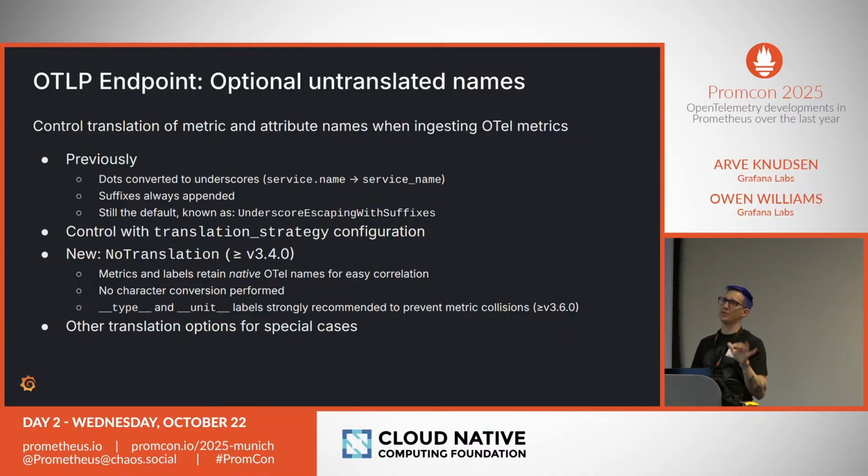There are two other translation options to make the grid of four. Those are not very recommended. Some people need them. One of them is for compatibility with the current option in Mimir, but generally those are highly discouraged. You either want the Prometheus version or the OpenTelemetry version, and not some sort of weird mangling of the two.